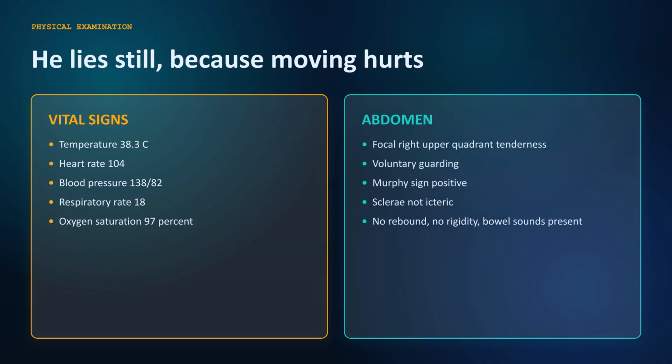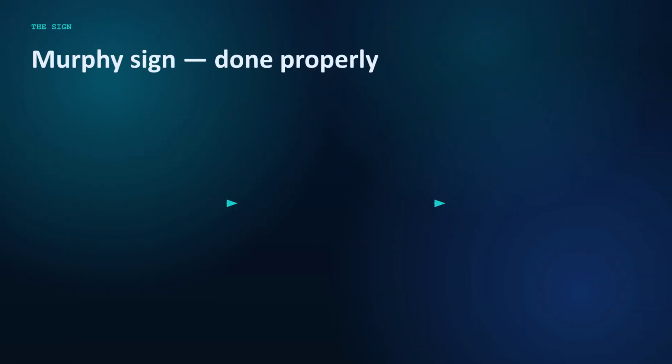The abdomen is soft everywhere, except the right upper quadrant, where there is focal tenderness and voluntary guarding. Bowel sounds are present. There is no rebound and no rigidity. And when we palpate under the right costal margin and ask him to breathe in, he stops mid-breath. That inspiratory arrest is the Murphy sign, and it deserves its own slide, because it is one of the signs most often performed badly. Let us do that sign properly.